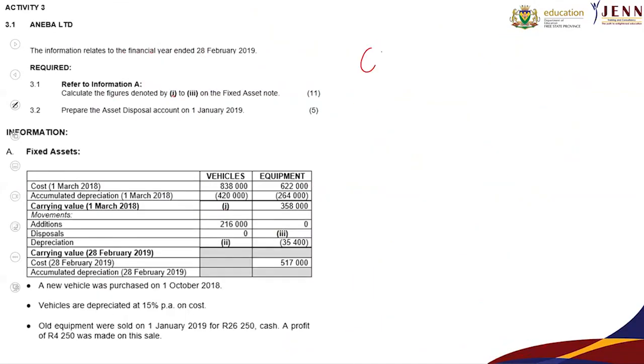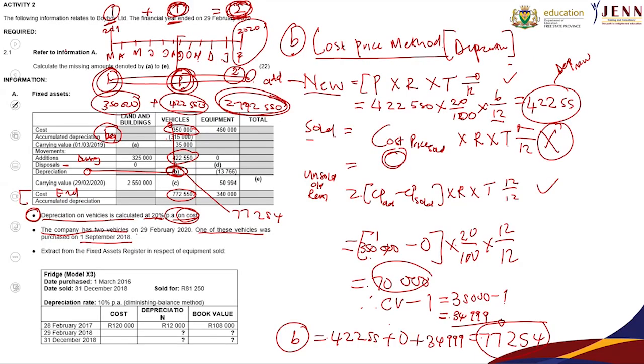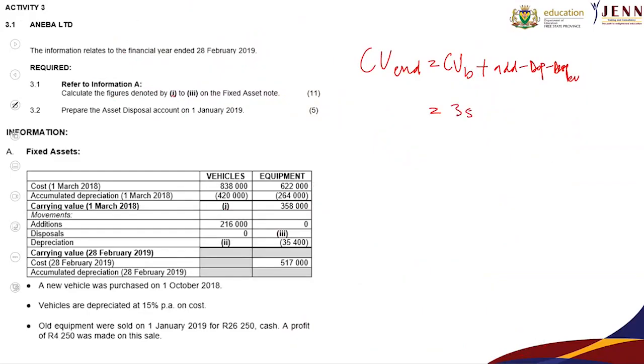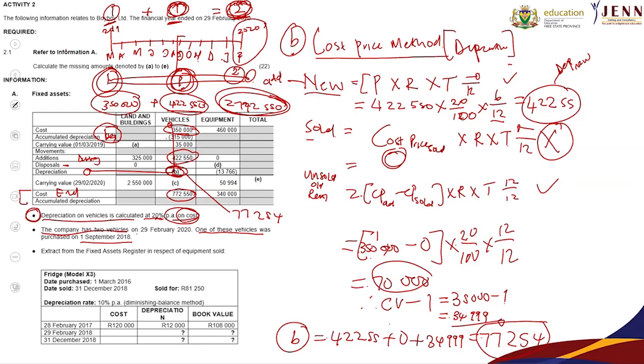We said carrying value at the end will be carrying value at the beginning plus additions minus depreciation minus disposal. Do you remember when I misplaced depreciation and disposal? Carrying value at the beginning. How much is the carrying value at the beginning? We said it was how much? It was 35,000. Here is our carrying value at the beginning. And then we said, how much is the addition? We are going to add the addition. Here are our additions. That is 422,550.